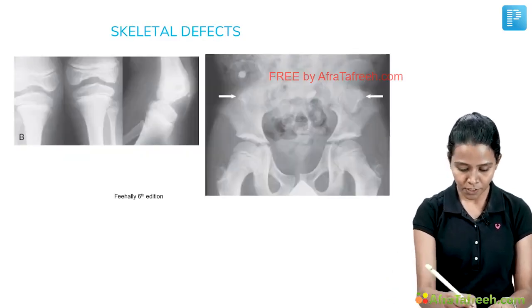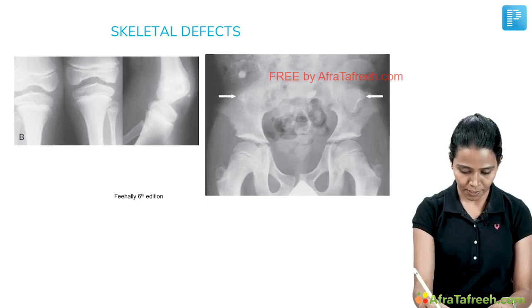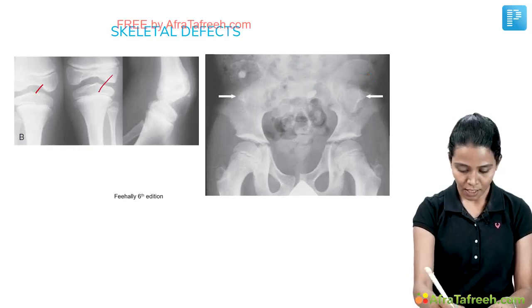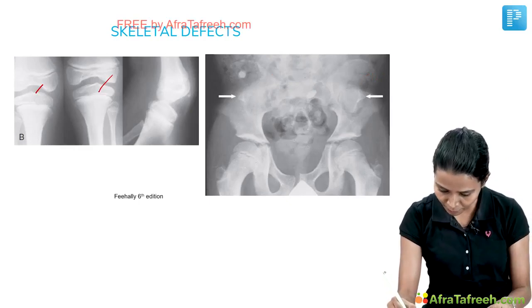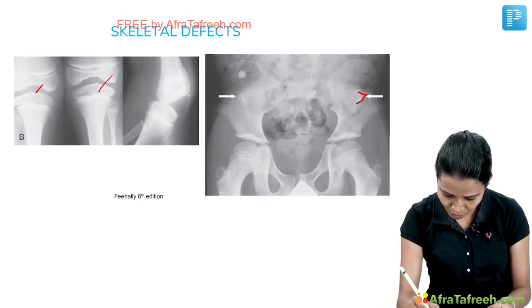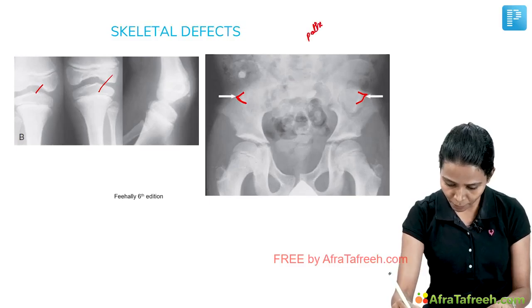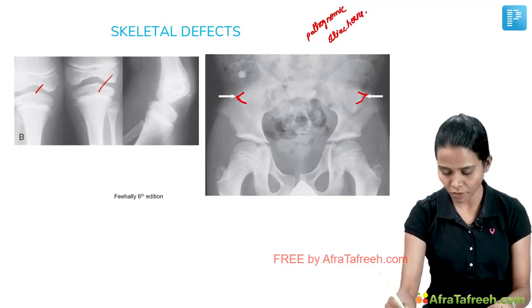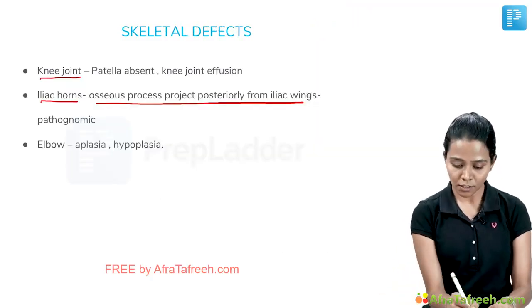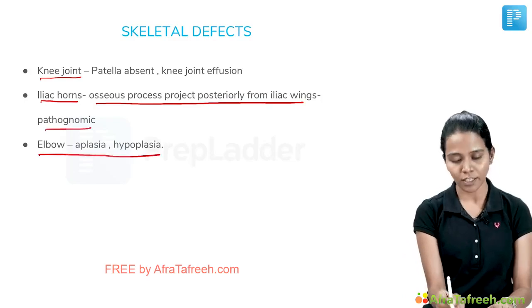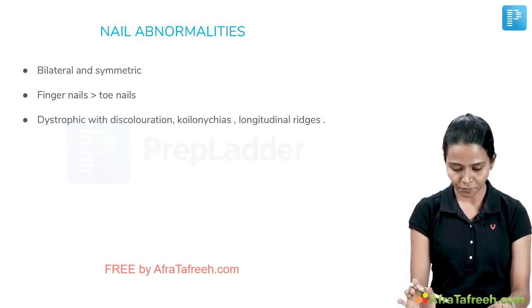Okay. So, in this picture here, you can see that patella is absent in this condition. And here from the iliac wings, you can see these projections. Okay, so these projections are pathognomonic and are called iliac horns. Okay, so this is pathognomonic, and in the elbow also there can be aplasia and hypoplasia.